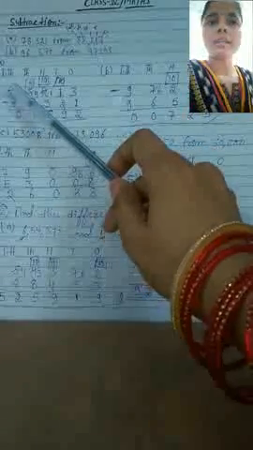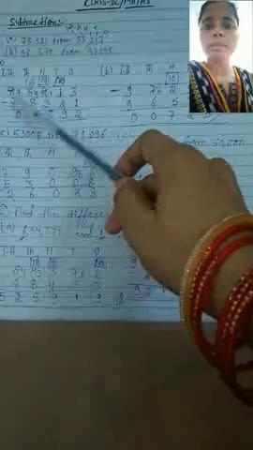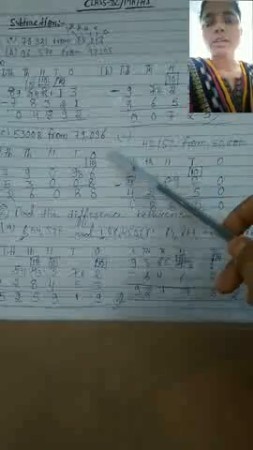After that, here is 7 and here is 7. If you subtract 7 minus 7, what will be the result? The result will be 0. Is it clear? So in this way we will do the subtraction.